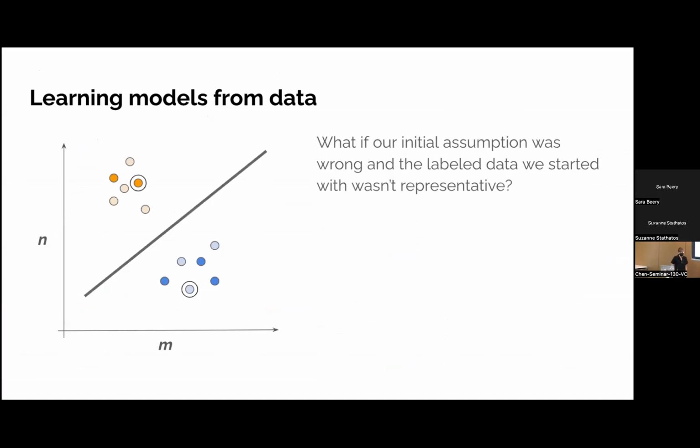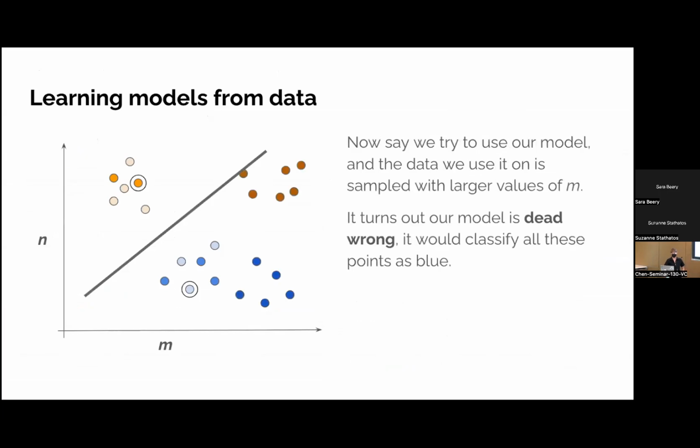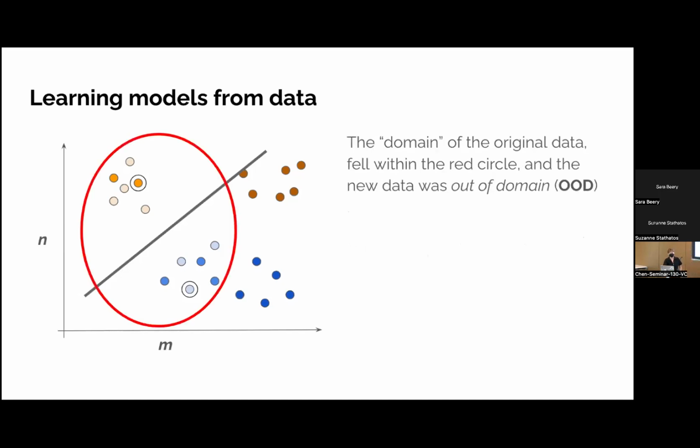And this is one of the big ones. What if that initial assumption is wrong? What if the labeled data we started with wasn't representative of our problem, wasn't representative of the entire space of data that we might want the model to work on? So say we trained our model, and then we want to use it on data, and it just turns out that data was sampled from a larger value of M. It turns out our model was just dead wrong because we didn't have any data from those larger M values when we were training, validating, or testing the model. So we just didn't actually have any way to claim what's going on there.